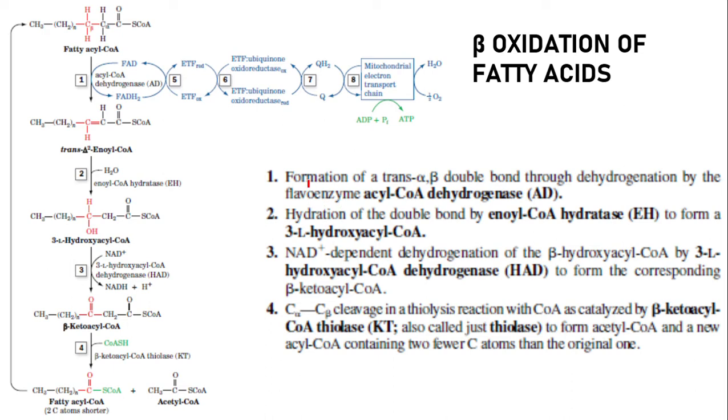Let us see the reaction number 1. Look here. Formation of trans alpha beta double bond through dehydrogenation by the flavoenzyme acyl-CoA dehydrogenase. So an enzyme called acyl-CoA dehydrogenase. Actually, what's that reaction being catalyzed? It is very clear. It's a dehydrogenation reaction. From fatty acyl coenzyme A, two hydrogen atoms are removed. Those hydrogen atoms are removed and carried away by FADH2.